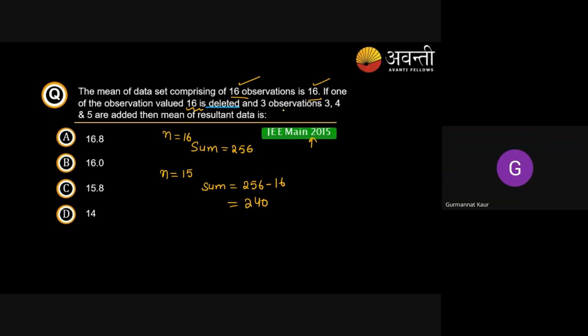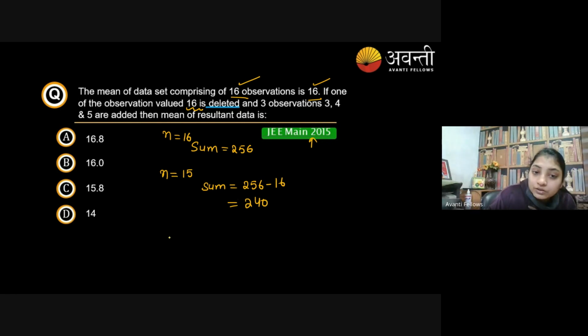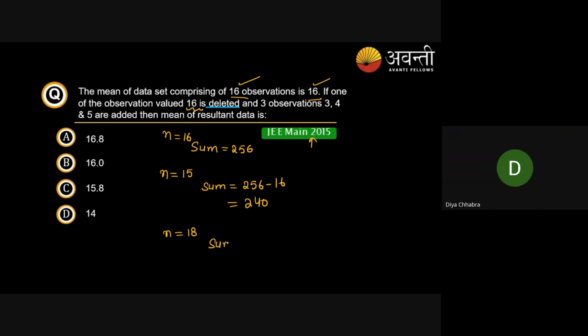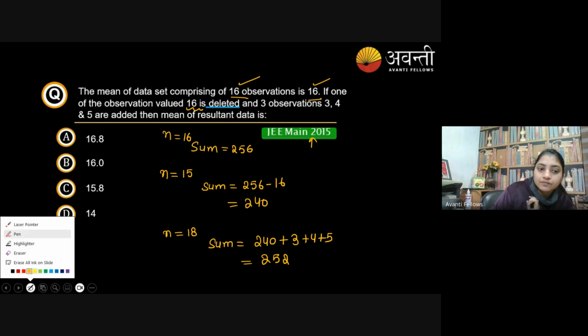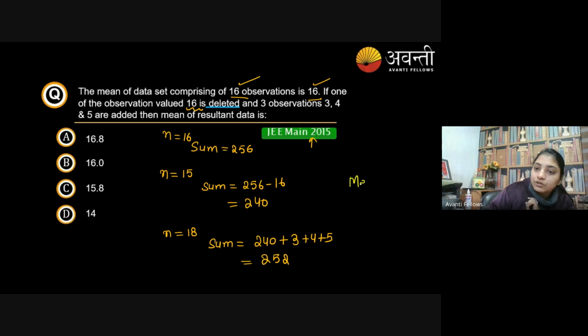Now, we said three observations are added. So Dia, how many observations are there now? 18. And the sum would look like 240 plus 3 plus 4 plus 5. Yes, friends? It means 252 is the sum. So mean should be equal to 252 divided by 18. Yes or no?